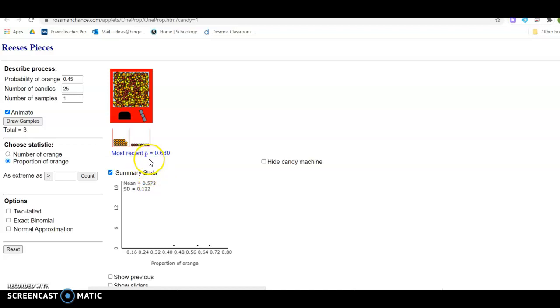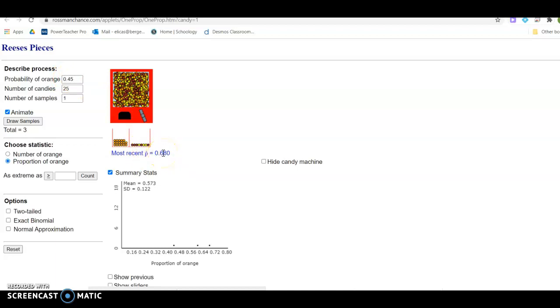The value up here represents a single sample, and notice this is a p hat because that's a sample statistic. Up here, our 45% would represent our population parameter, and that would be just a p. So the 45 up here is p equals, compared to a sample, which is a p hat.